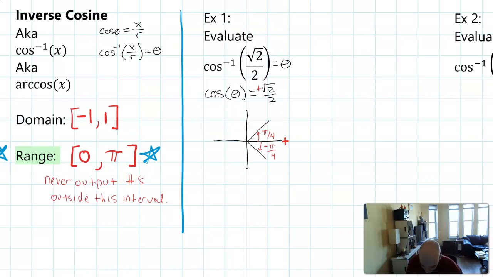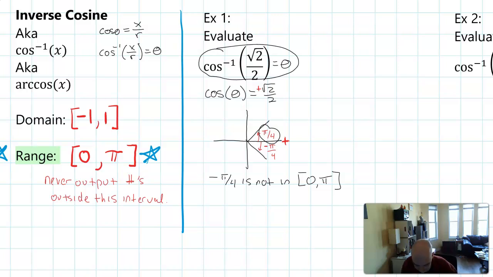However, we're doing inverse cosine, and inverse cosine has this restricted range from 0 to pi. And only one of those 2 angles, even though there's 2 possible solutions, is within the range from 0 to pi. And that's pi over 4. Because negative pi over 4 is not in 0 to pi. So even though it's a solution to the equation, it's not an answer to this specific command, cosine inverse root 2 over 2. So I report back the only answer that was in the range I specified, pi over 4. Cosine inverse of root 2 over 2 is pi over 4.